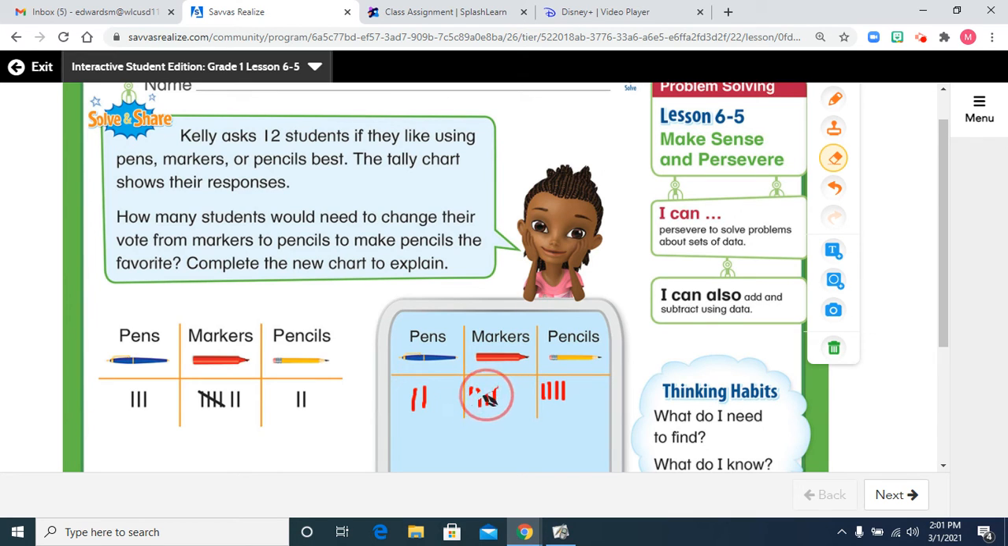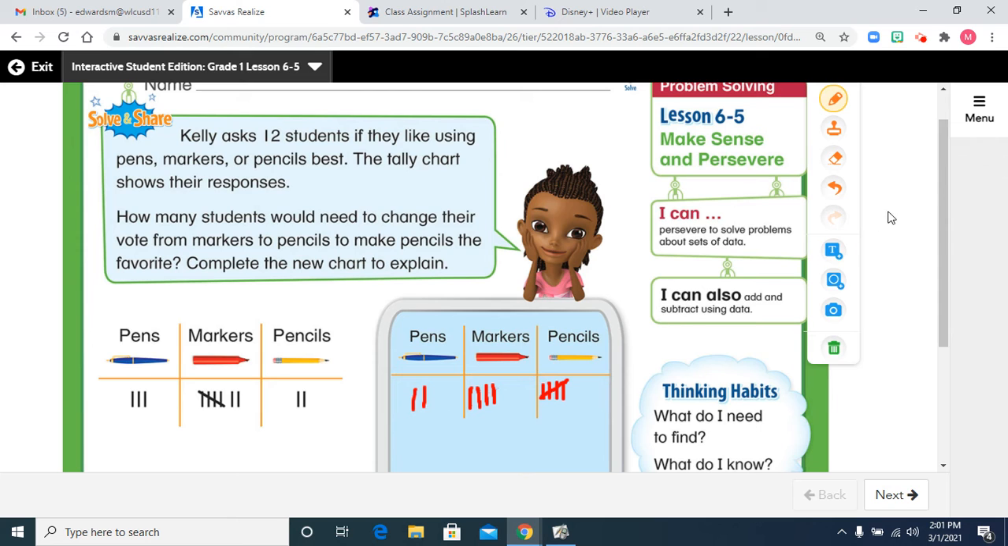I'm just going to erase that. Fix these. And we'll take that one and move it over. Now, pencils is the favorite, markers is the second favorite, and pens is the least favorite.